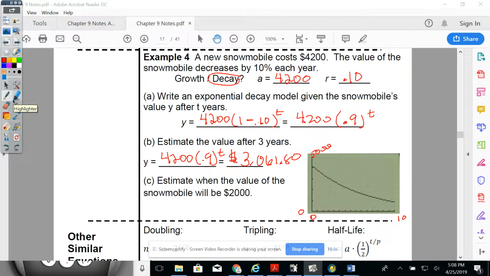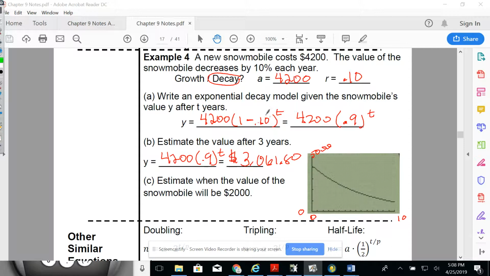All right, so checking your answers for number 4. We should get the formula 4,200 times 0.9 to the t. It's decay because it decreases. And 1 minus 0.10 is 0.9 for the base, the decay factor. Plugging in 3, you get $3,061.80.